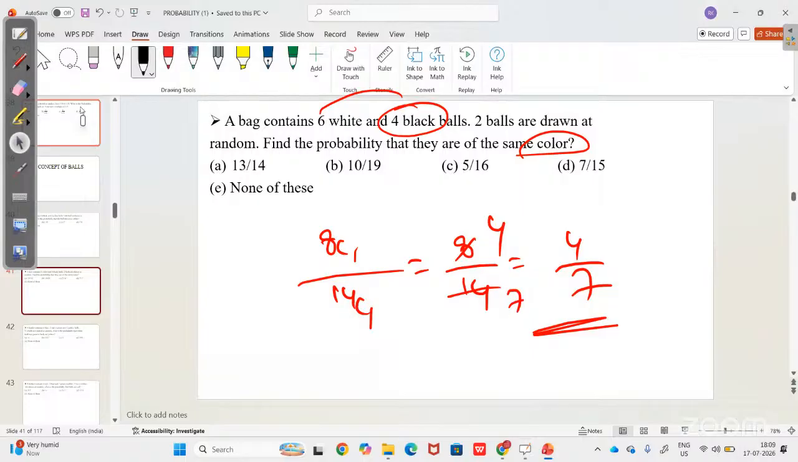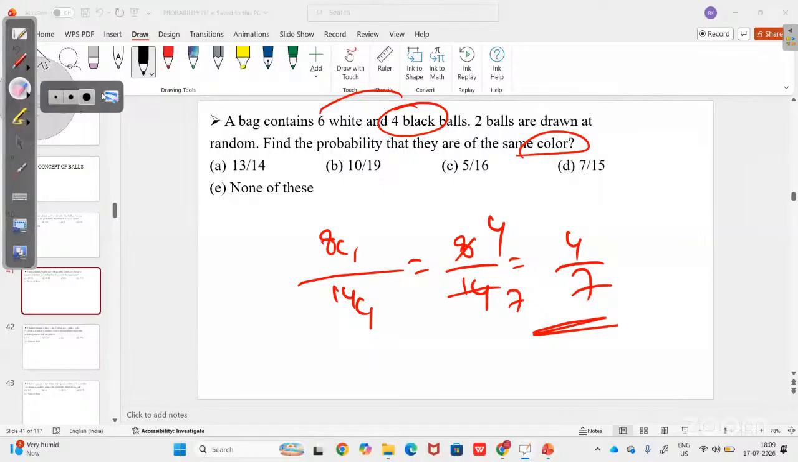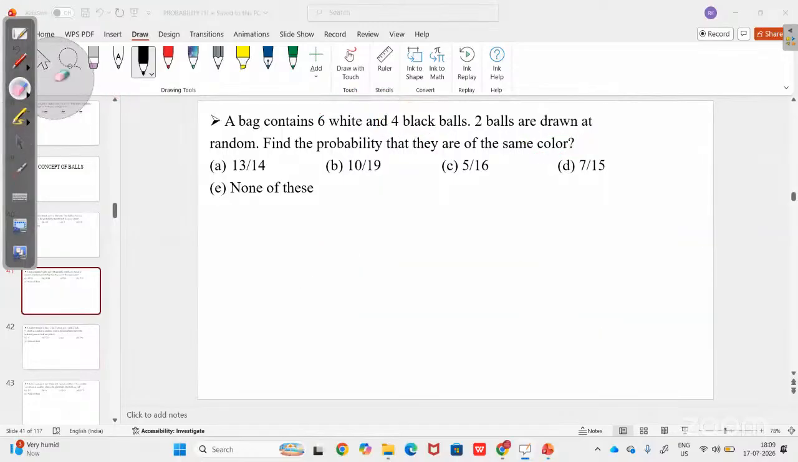Same color is nothing but 4C2 plus 6C2 divided by 10C2. 4C2 will equal 6. 6C2 is nothing but 30 by 2, equal to 15. 10C2 is 10 into 9 divided by 2, which is 45. So the answer will be equal to 21 by 45, which is equivalent to 7 out of 15.